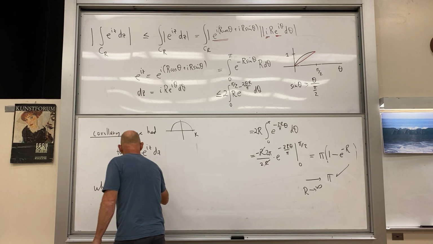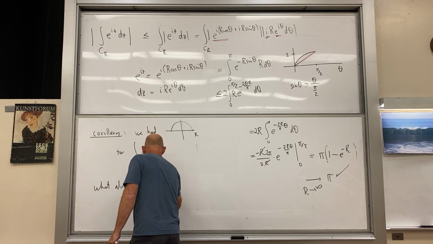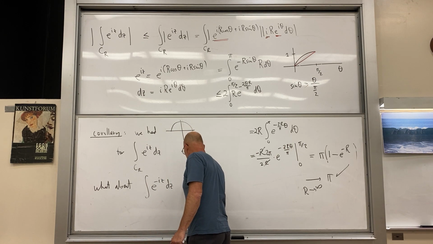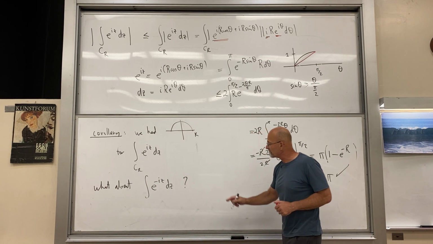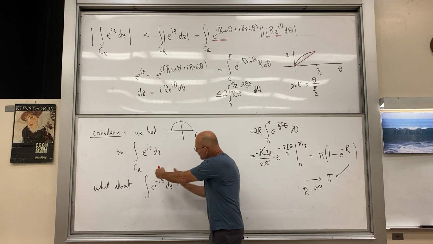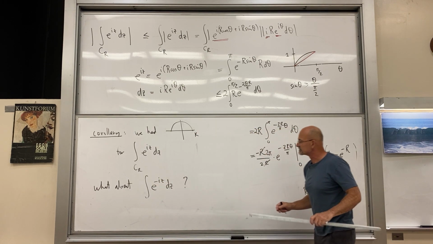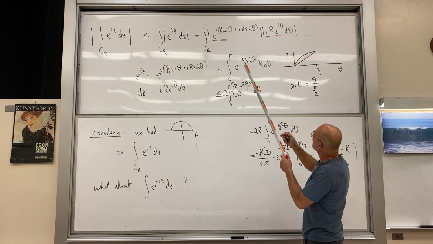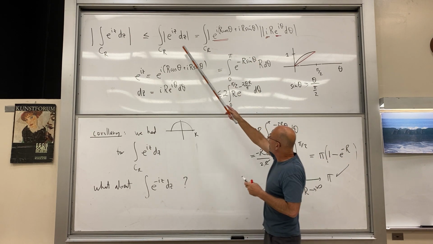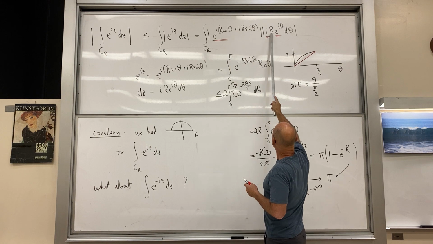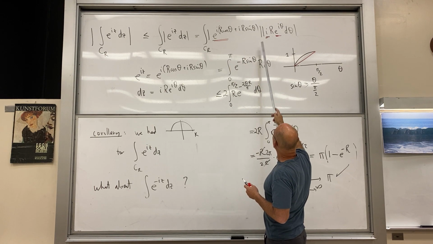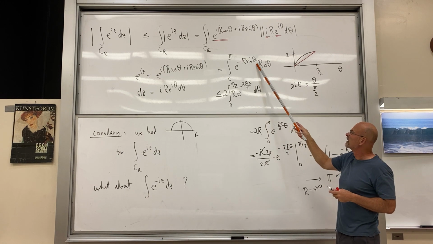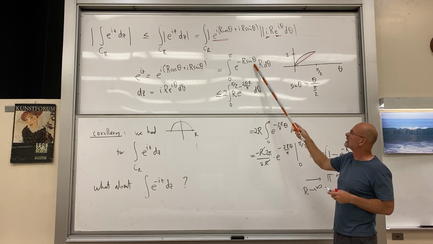What about the integral of e to the minus iz dz? So if we want to estimate this integral here, what we're going to find is, see, I still have that up there. If we had minus iz, we would have plus r sine theta. So that estimate would go wrong, okay?